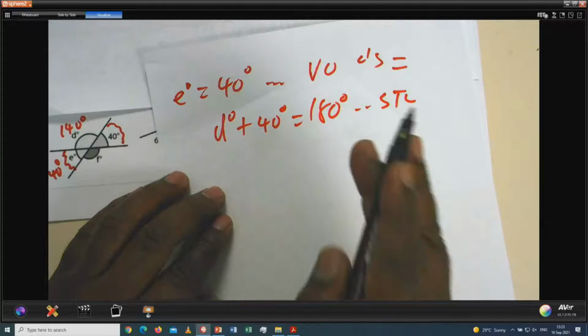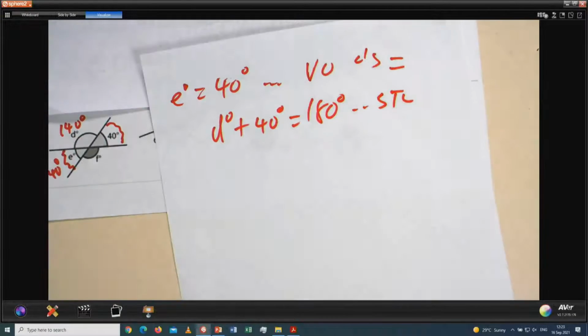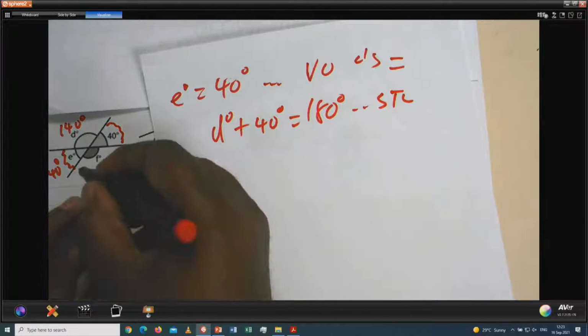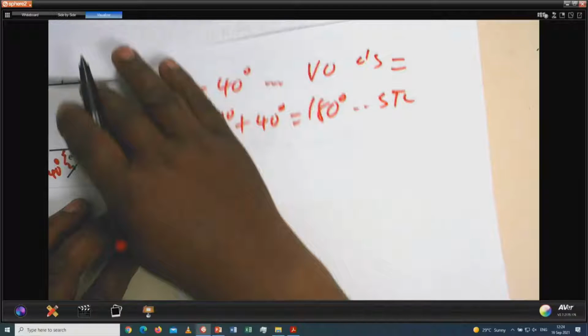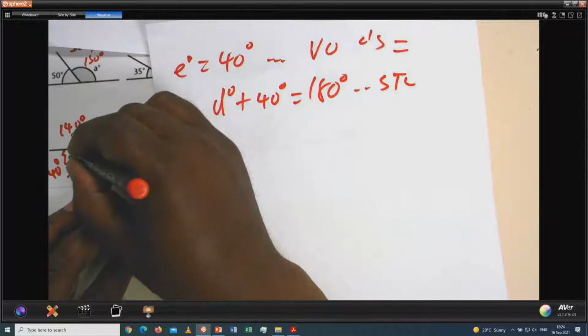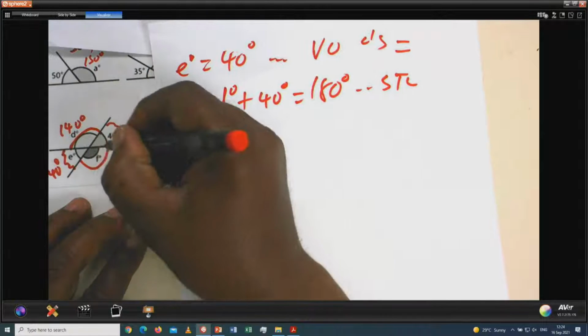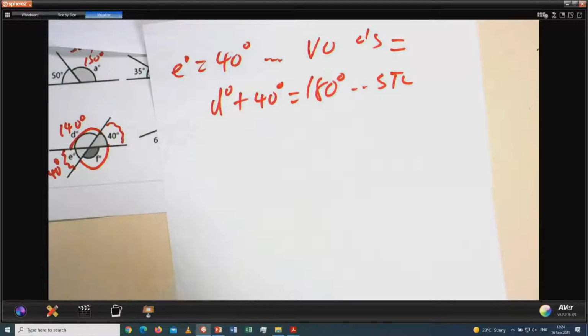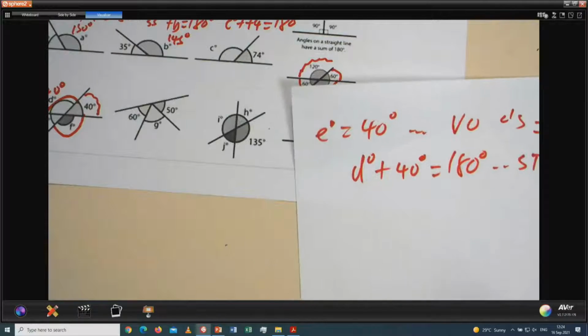For left to be equal to the right side, this must be 140. Further on, we see vertically opposite angles. This one is vertically opposite to this one. Therefore, this is 140 degrees. Step by step. Don't rush. Look at the relationship. Look at what makes sense.